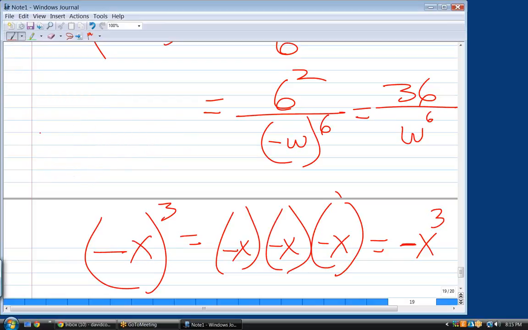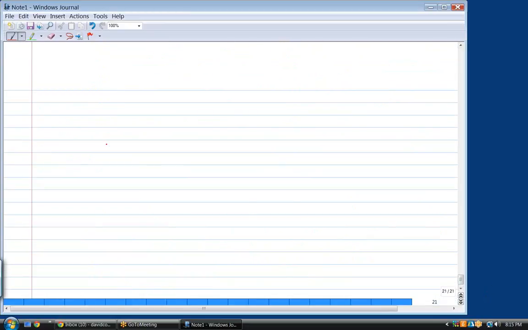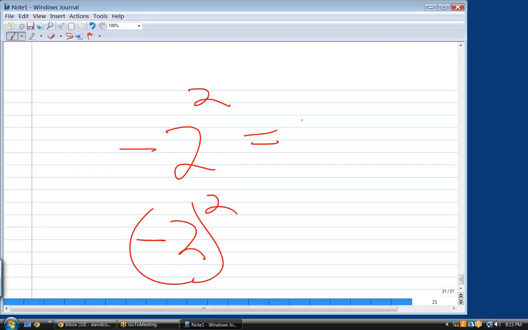Now, it's worth noting that this is different. If I wrote that, well now the 6 is only operating on the positive 2. So it's 64, and I still have that negative sign. So where your parentheses are makes a huge difference. There is a big difference between this and this. This one's equal to what?